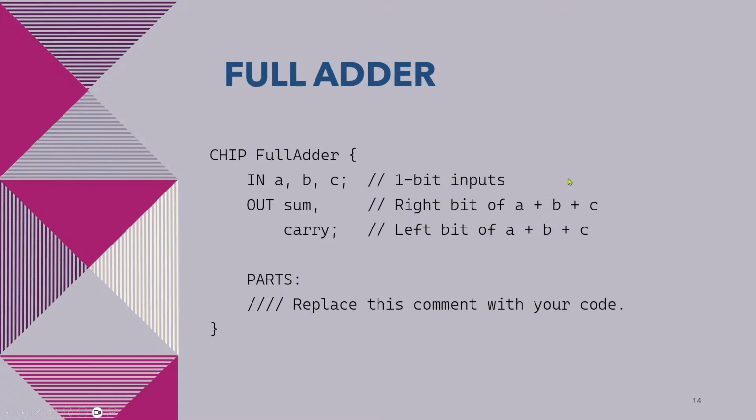The full adder is just a little bit more complicated. It's got 3 inputs, A, B, and C. These are all 1-bit inputs. And then it has a 1-bit sum, which is going to be the right bit of A plus B plus C, and a 1-bit carry, which would be the left bit of A plus B plus C. So if we're talking about binary, we're going to have 2 bits in the output. The left bit will be the carry, the right bit will be the sum. And just replace that with your parts and connections, and you should be able to do that.